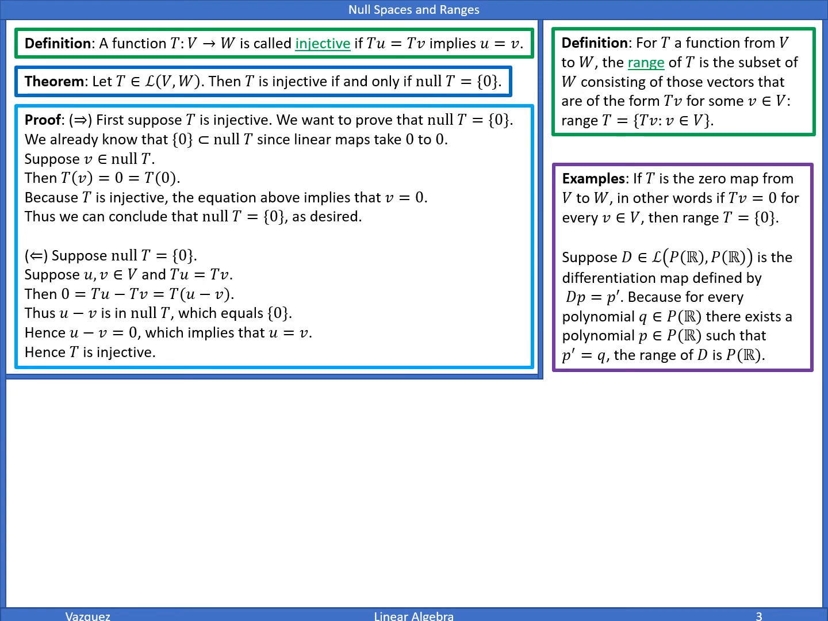Suppose D is a linear map from polynomials to the polynomials, and it's the differentiation map defined again. D of a polynomial P is equal to its derivative, P prime. Well, because for every polynomial Q, there exists a polynomial P such that the derivative of P is equal to Q, the range of D is still all the polynomials. In other words, give me a polynomial, and I can find you another polynomial such that the derivative of that polynomial was equal to your original one. So here the range is all the polynomials with real-valued coefficients.